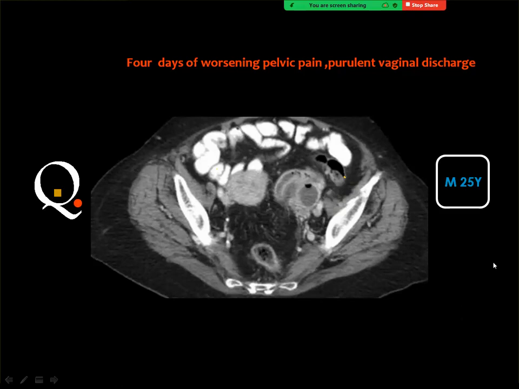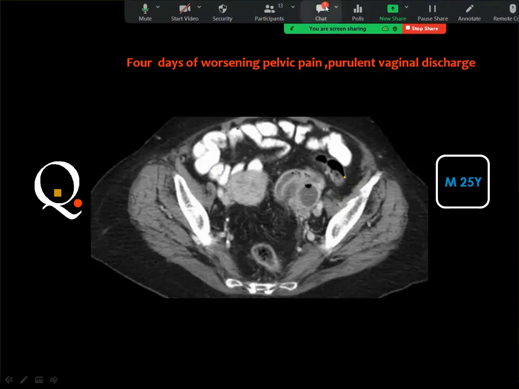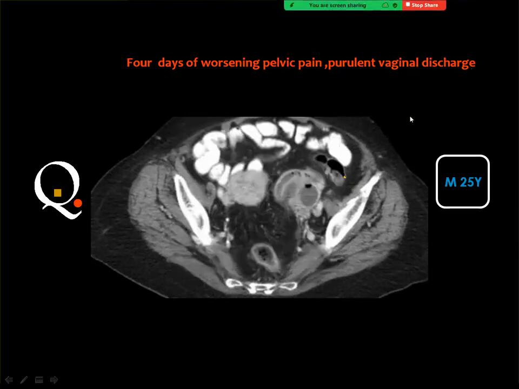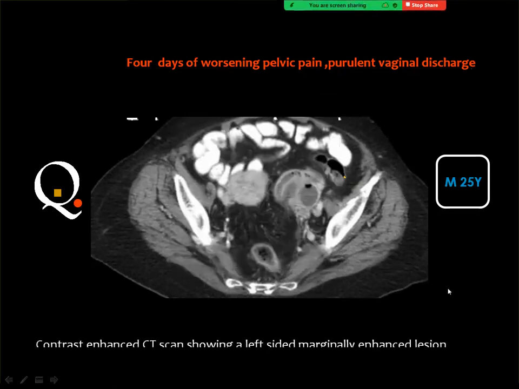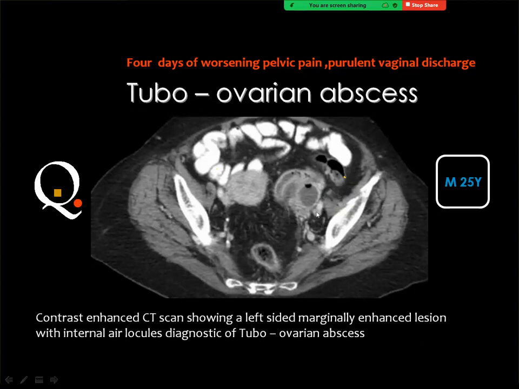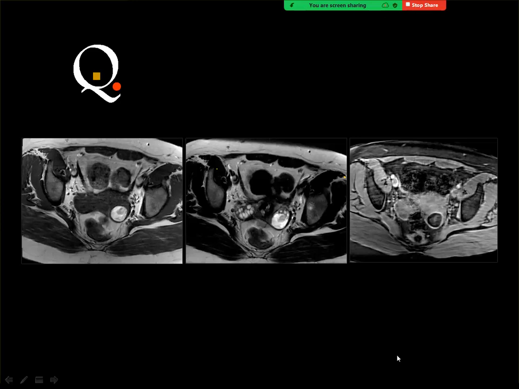Next case is a female patient. No, sorry, this is a female patient, 25 years old, with 4 days of worsening pelvic pain and purulent vaginal discharge. Yes, the answer is right. This is tubo-ovarian abscess on the left side, and you got marginally enhancing coiled lesions with some internal air loculi denoting infection, and this is a tubo-ovarian abscess.